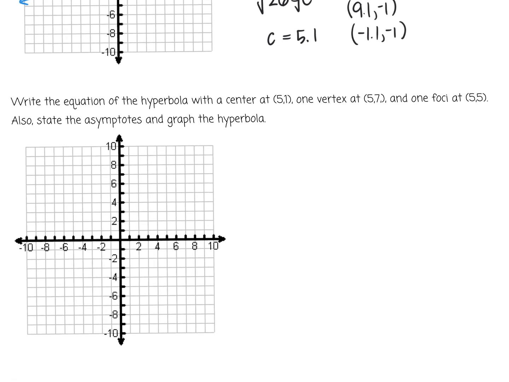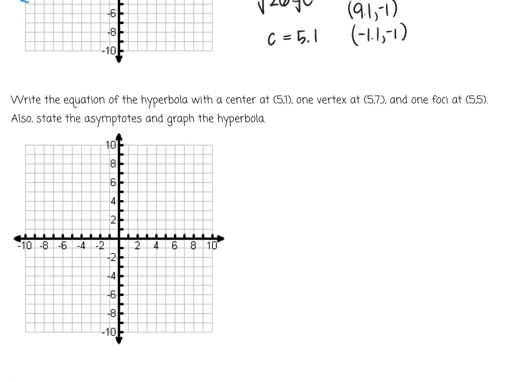So for our last example, we want to write the equation of the hyperbola with a center at (5, 1), and it should say focus at (5, 7), and a vertex at (5, 5). And then we're going to state our asymptotes, and we're going to also graph our hyperbola. So I'm going to start with my center, (5, 1). And then I have a focus at (5, 7). And I have a vertex at (5, 5).